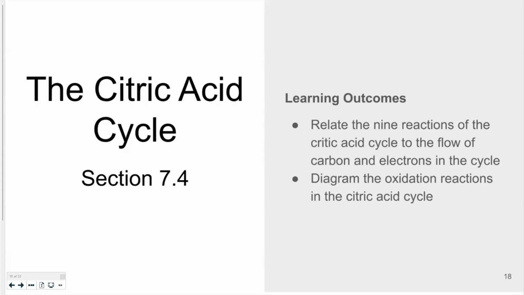So we did glycolysis. We took our glucose molecule, we split it in half. That gave us 2 pyruvate molecules. We oxidized pyruvate, and now we are ready to talk about the citric acid cycle.